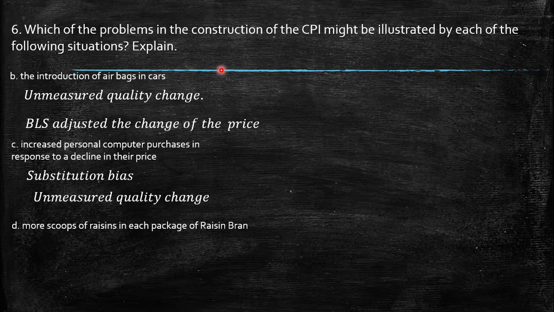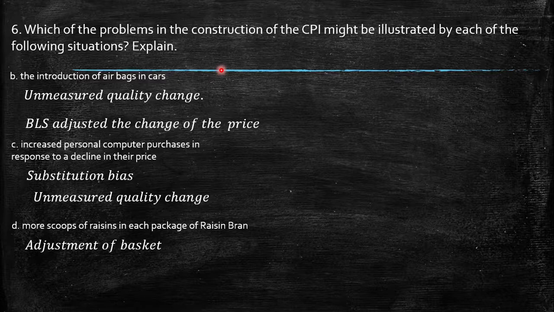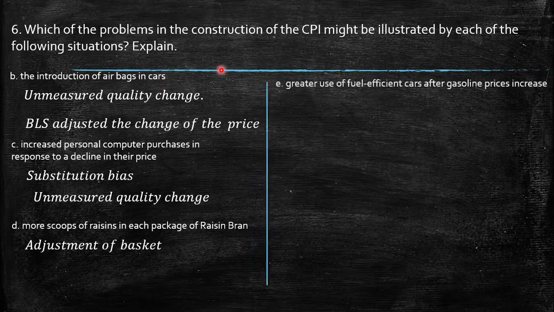More scoops of raisin in each package of raisin bran. There should be an adjustment of baskets, because maybe you don't need one box, but just half a box or something. The basket remains the same as a box of raisin bran, but it is not measuring the same because the price has changed, but not in terms of per grams. It should be cheaper if you are receiving more quantity of the product inside the box.